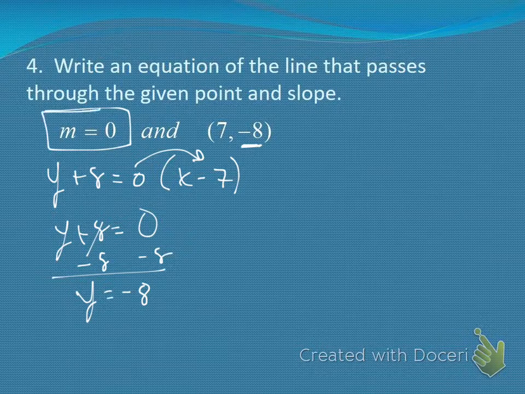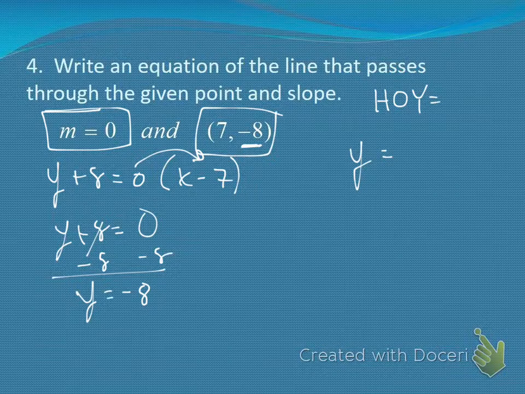What kind of line has a slope of 0? And hopefully you're thinking about a horizontal line. Because of HOY, H for horizontal, the O tells you that the slope is 0. Well, HOY also tells you that the equation of that line is y equals wherever it hits on the y-axis. Well, if the horizontal line goes through that point, what point is it going to hit on the y-axis?